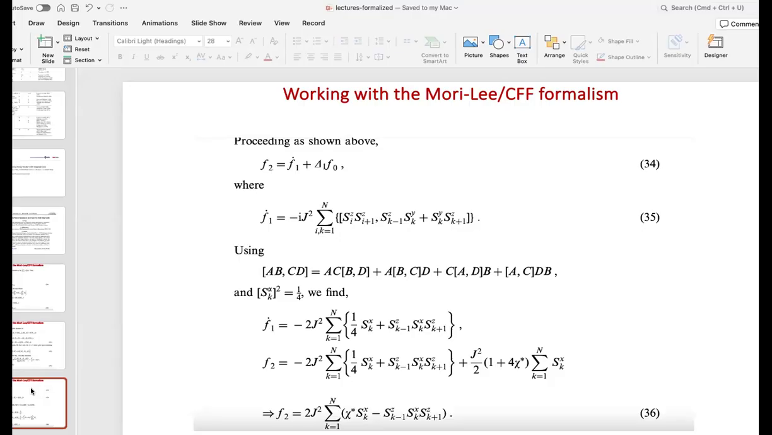So now F2 will be F1 dot plus delta 1 F0. Okay. So F1 dot will now become a 2 spin to 2 spin commutator. So it's like AB comma CD, right? And I can show you what this AB comma CD goes like. So AB comma CD, very easy actually. Just a little bit tedious work.